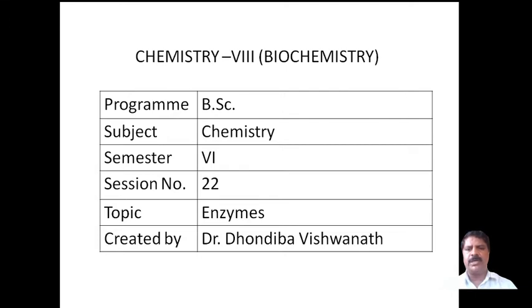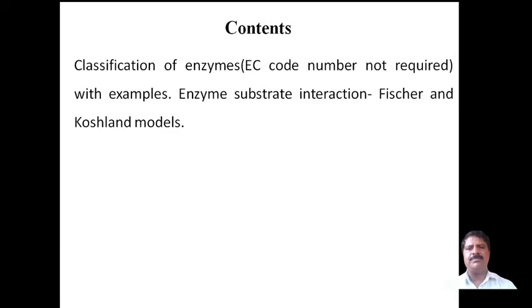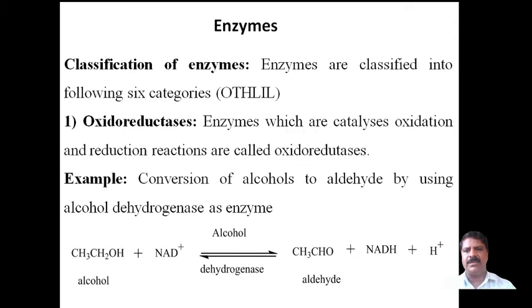Today I am going to discuss the 22nd session of Biochemistry, which is Chemistry 8th, belonging to enzymes of 6th semester BSc. In this session, I am going to discuss the classification of the enzymes with examples, and enzyme substrate interaction, the Fischer and Koshland models. These I will discuss in this session one by one. Let us begin with the classification.